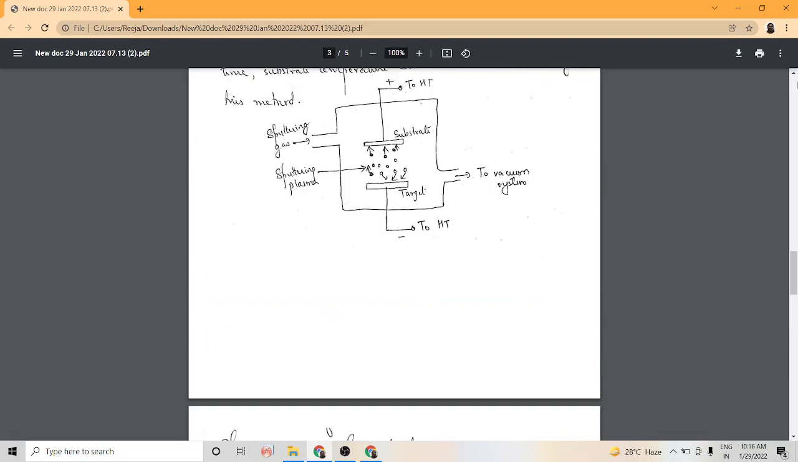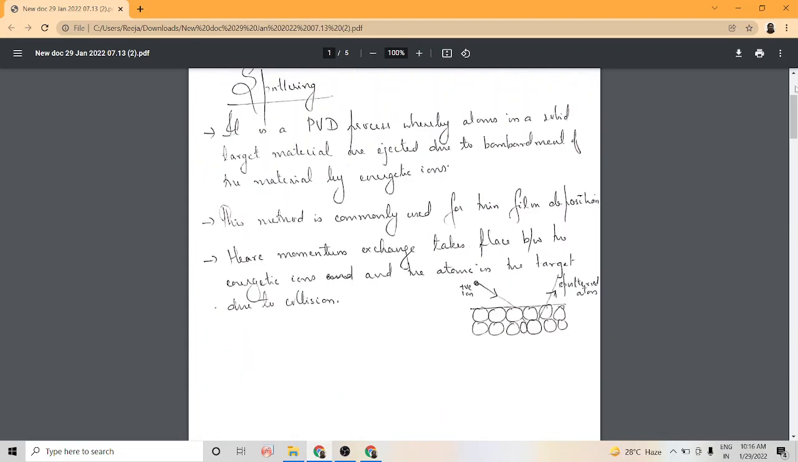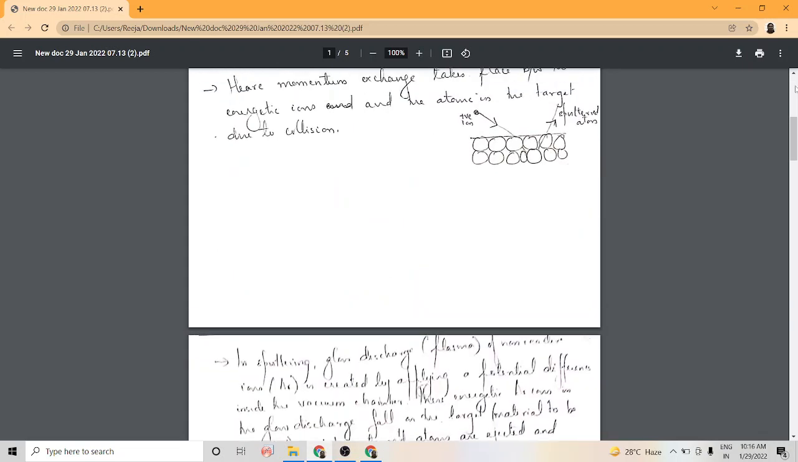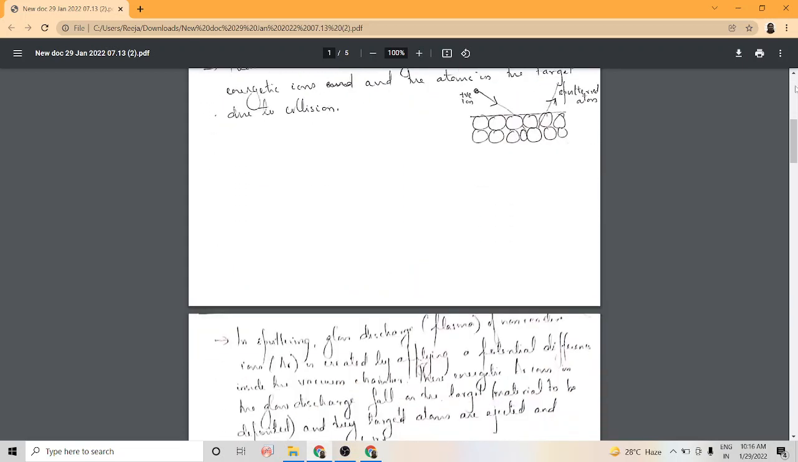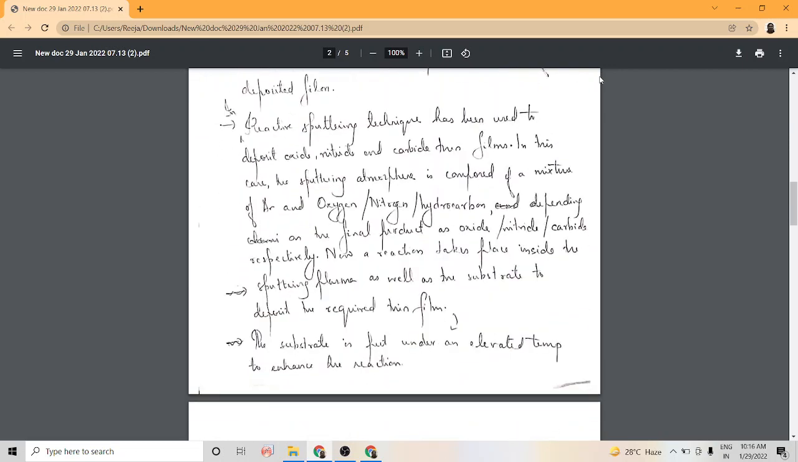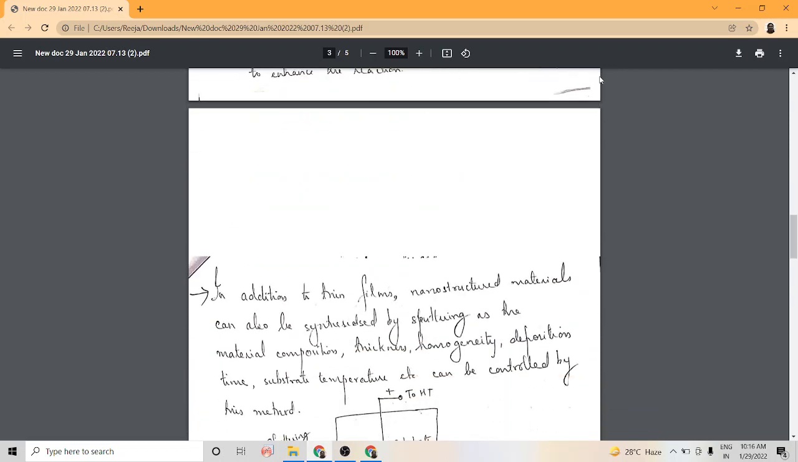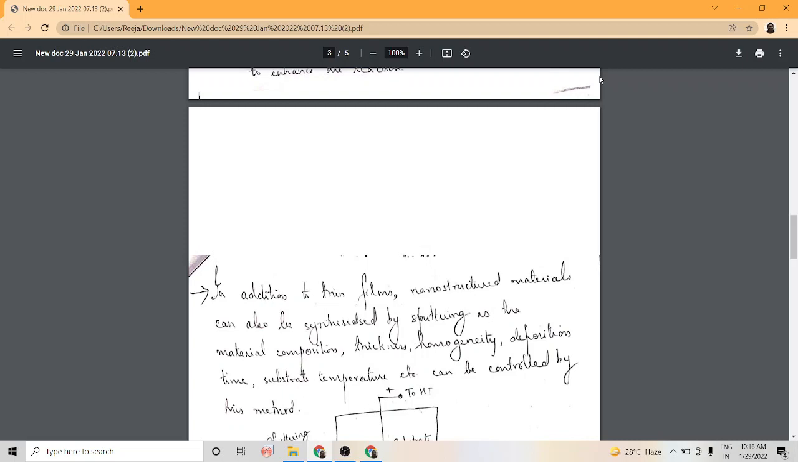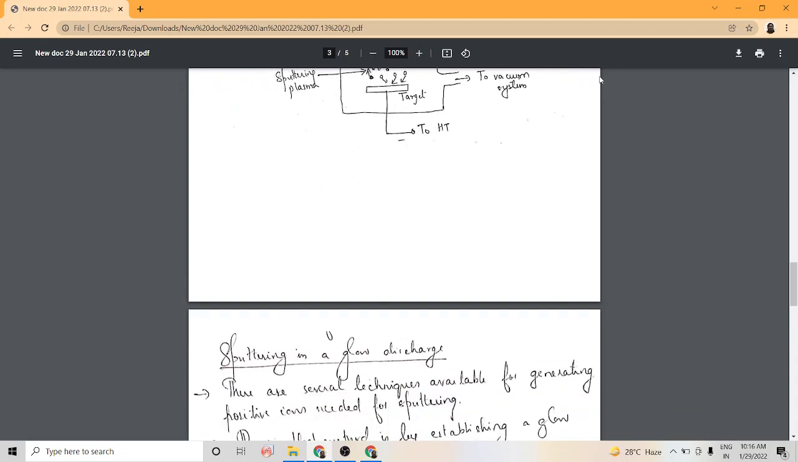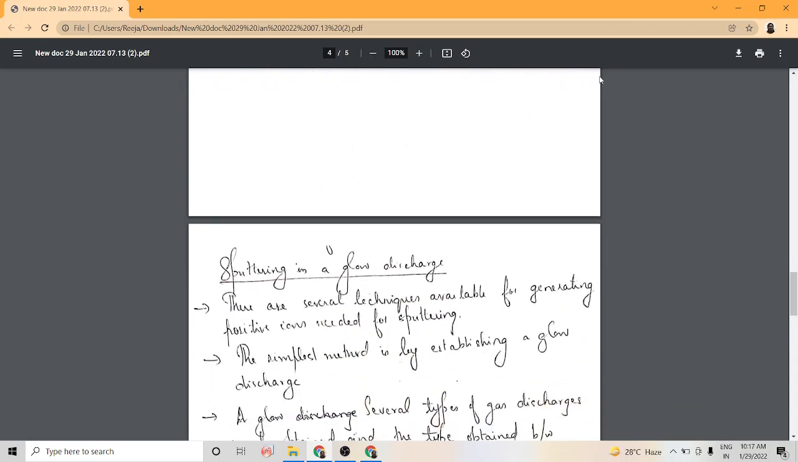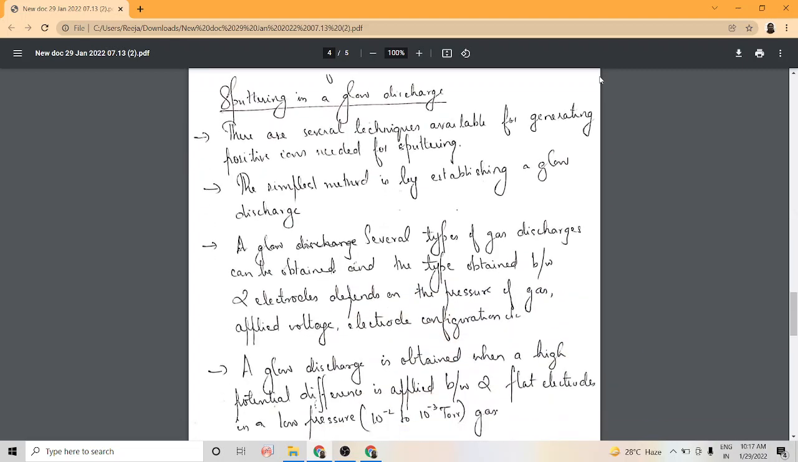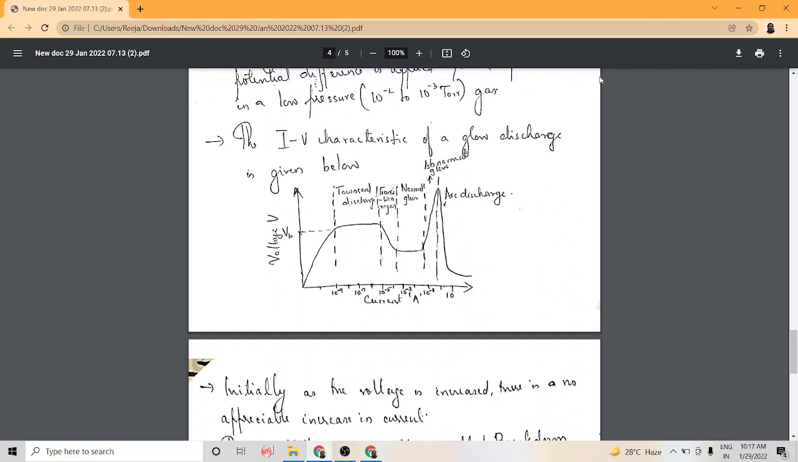So in today's session, we have discussed what sputtering is, how the process of sputtering takes place, how the momentum exchange between the energetic positive ion and the atoms in the target material takes place, and the target atoms get sputtered and deposited on the surface of the substrate where the thin film is formed. Then we said that this method is also used for the synthesis of other nanostructured materials. Then we discussed the glow discharge, which is a technique used for generating the energetic positive ions, and we discussed the IV characteristics of a glow discharge.